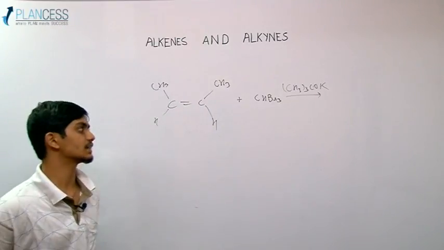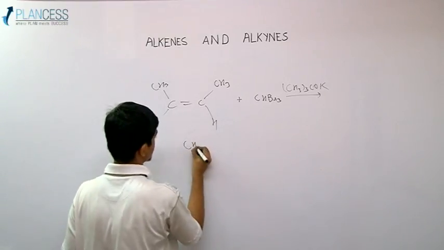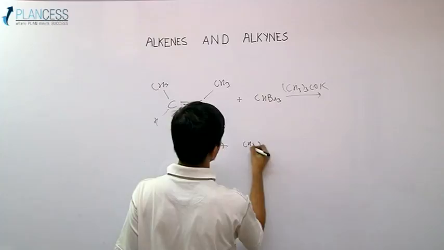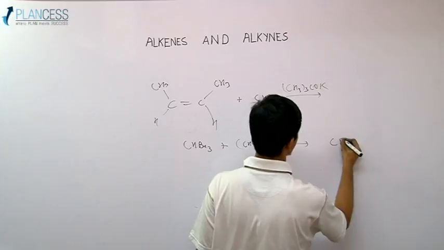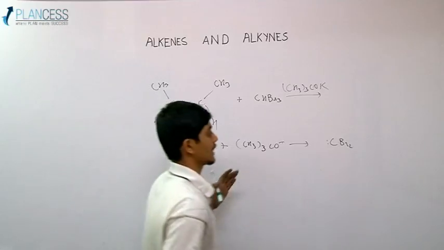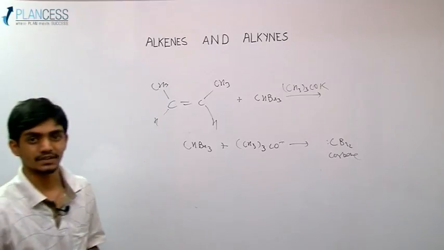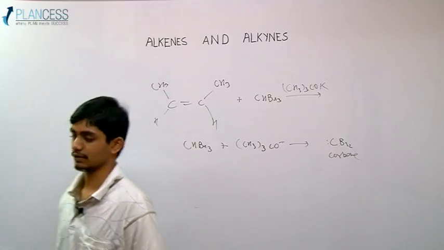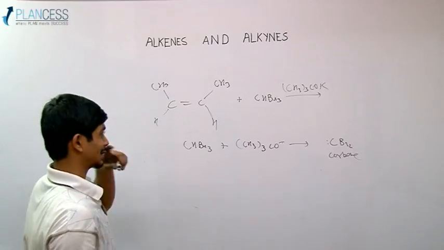First of all, we have the alkene. Where is the electrophile? We have to generate the electrophile, and that is generated through the alpha elimination of CHBr3. This is tertiary butoxide, which gives me CBr2. So this gives me dibromocarbene. So we have generated the electrophile. This lone pair of electrons is not a part of nucleophilicity, but it has only 6 electrons, that's why it is electrophilic.